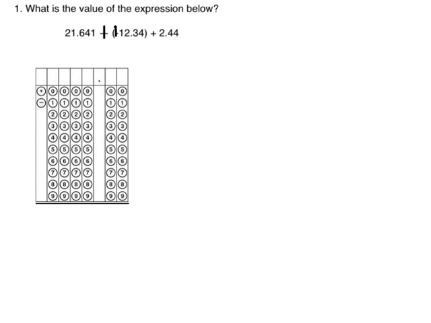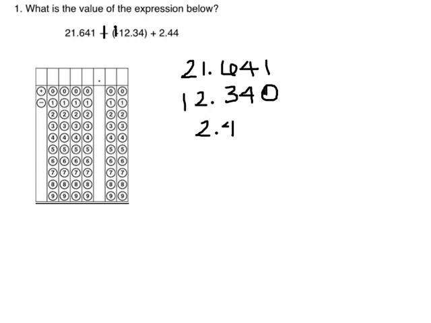Oops. And so therefore these are all going to be positive numbers, so we just go ahead and add them. So 21.641 plus 12, and we have to line up our decimals, 0.34. I'll add in a 0 to help line it up. And then 2.44. Add in another 0. Go ahead and add up.